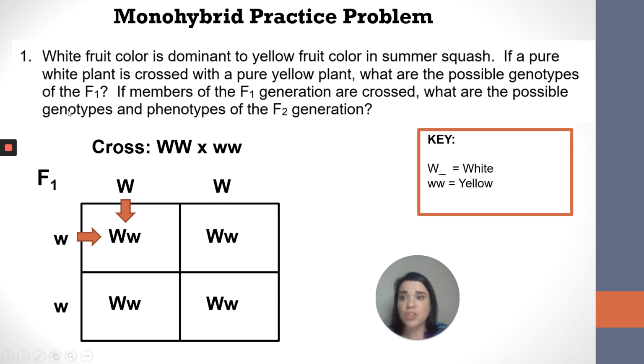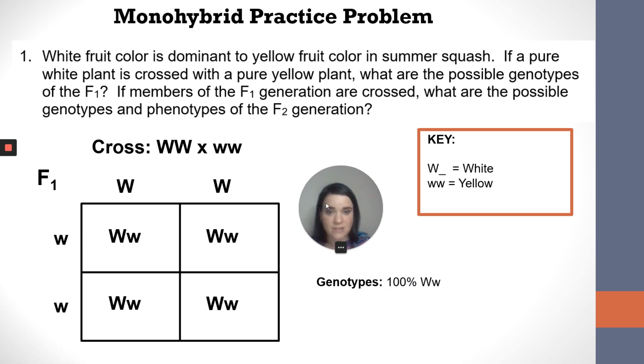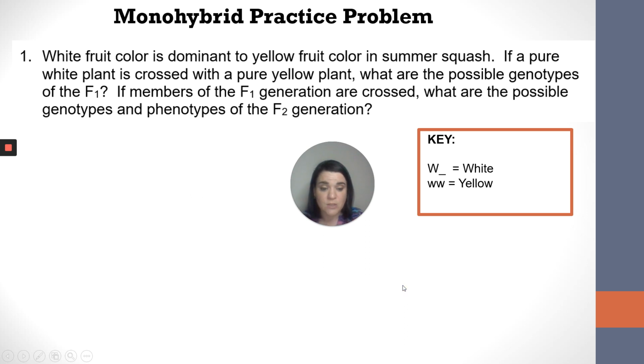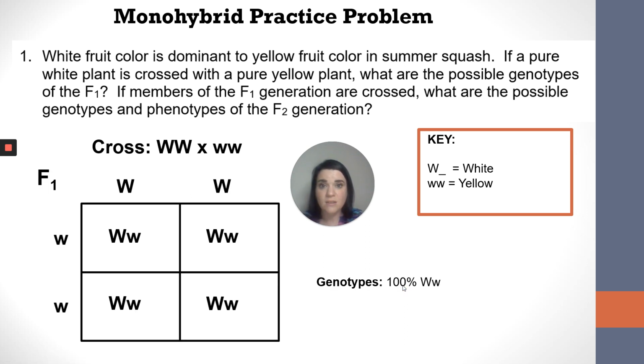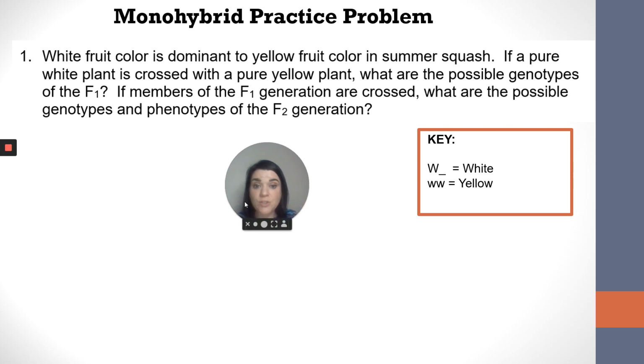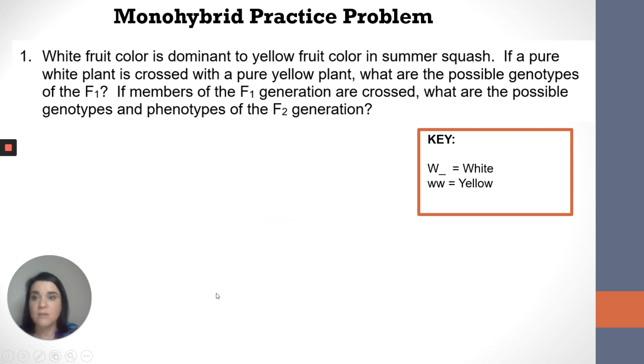So the possible genotypes of the F1 is going to be 100% heterozygous, right? All of these are the same, 100%. That's for the genotypes. What about the phenotype? Same, right? If your genotypes are all the same, your phenotype is going to be all the same. So what is it going to be? White fruit color, right?